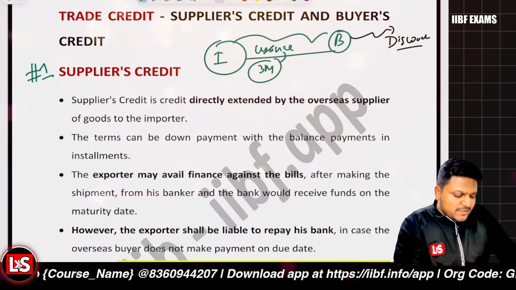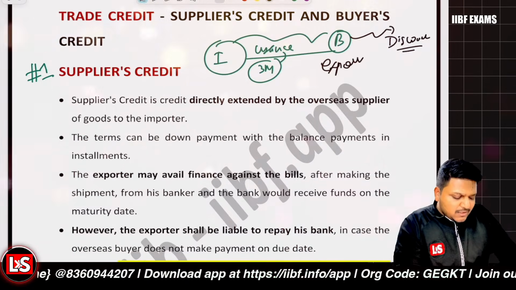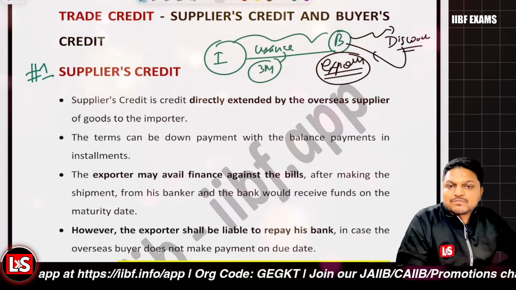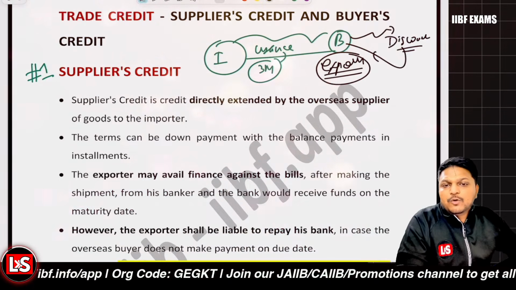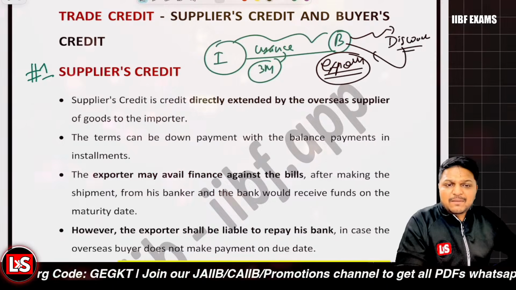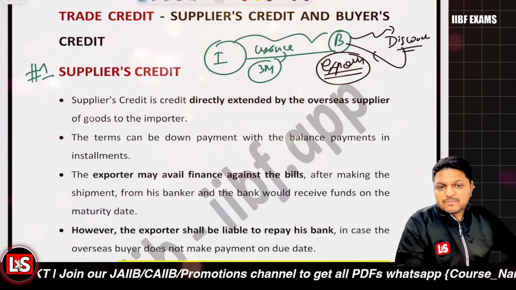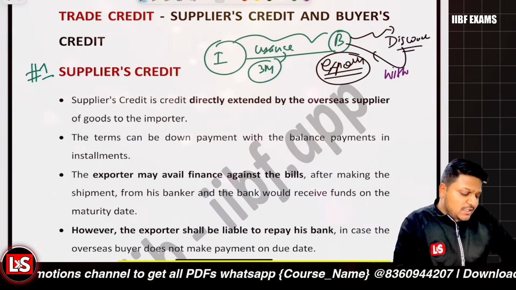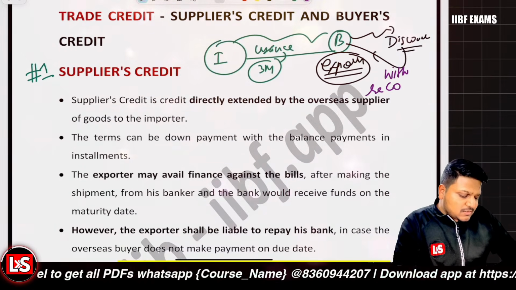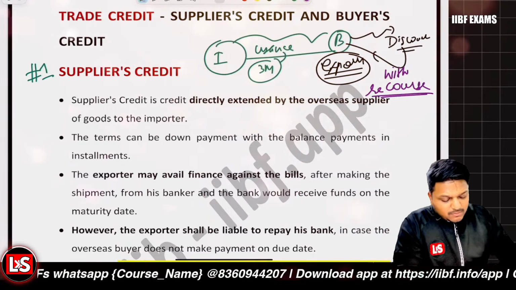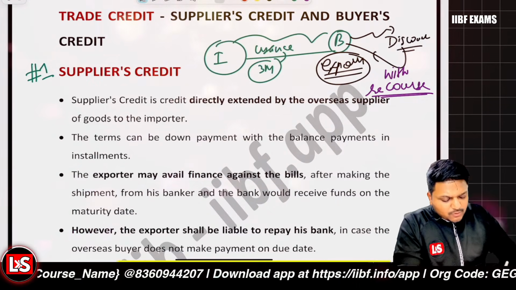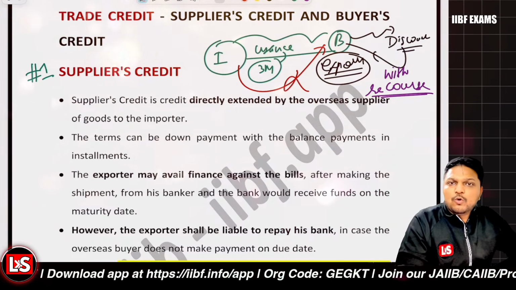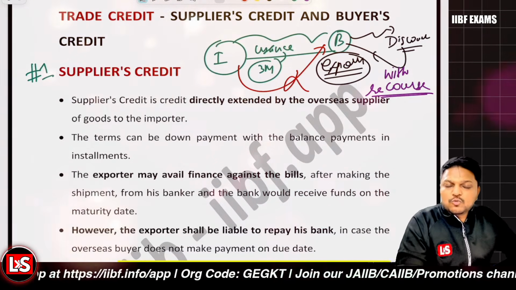By discounting these bills, the exporter can get the credit, but the exporter shall be liable to repay the bank in case the overseas buyer does not make the payment, because it is on a with-recourse basis. The discounting is mostly done on a with-recourse basis. The payment will be made by the importer first of all to the exporter. But in case the importer denies or defaults, in that scenario, the exporter is to make the payment to the bank.